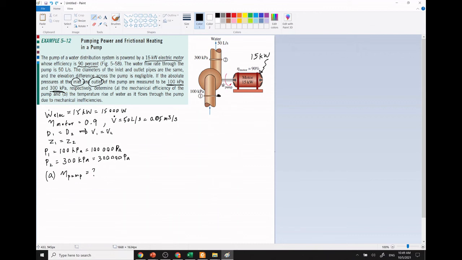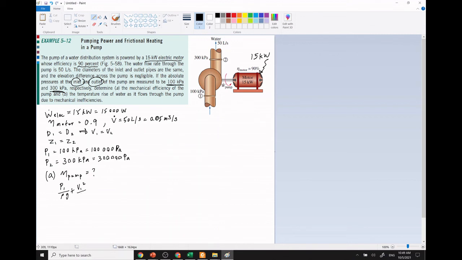So how do we know? We try to compare the different points, from point 1 to point 2. Then we can know how much energy is actually absorbed by the water, the energy being given by the pump to the water. So we write down the equation for this energy equation.